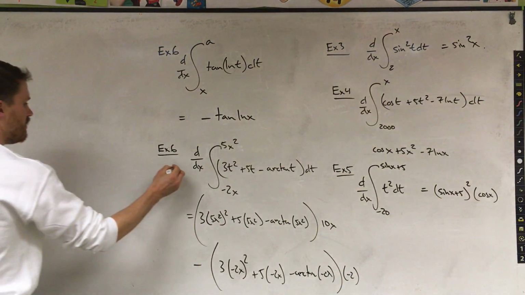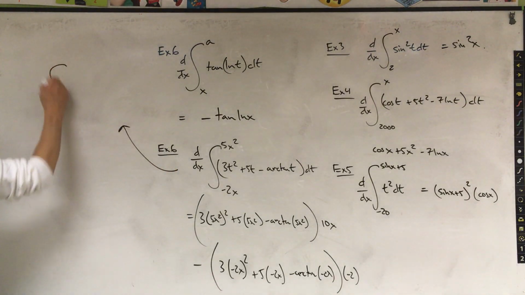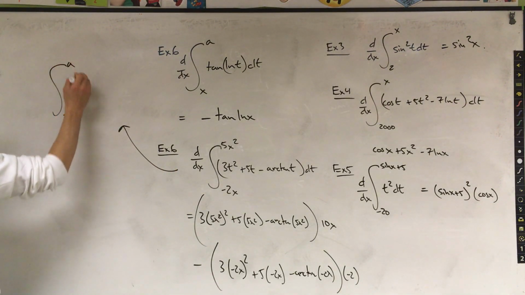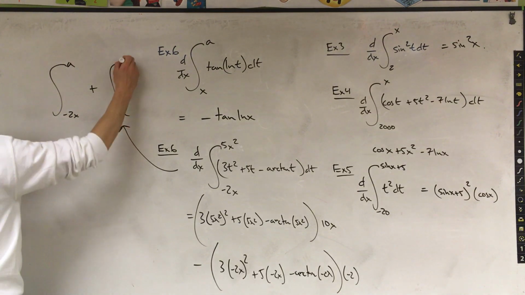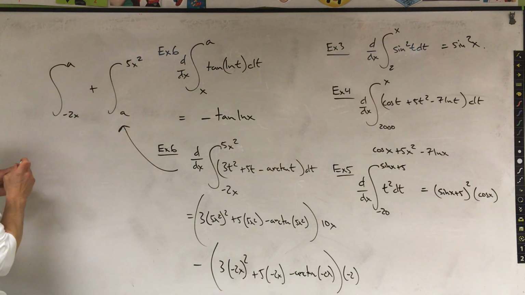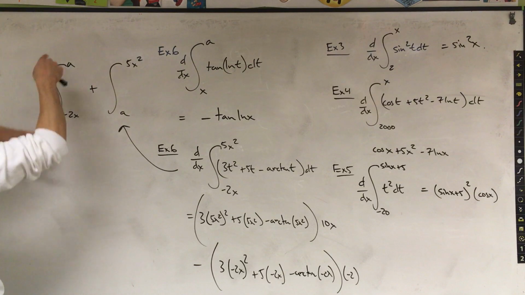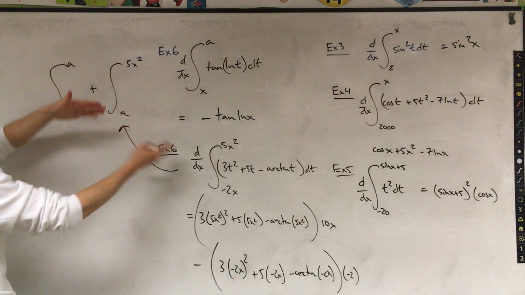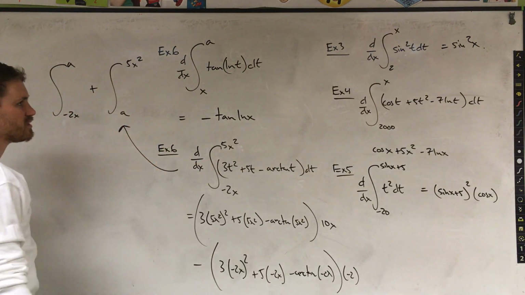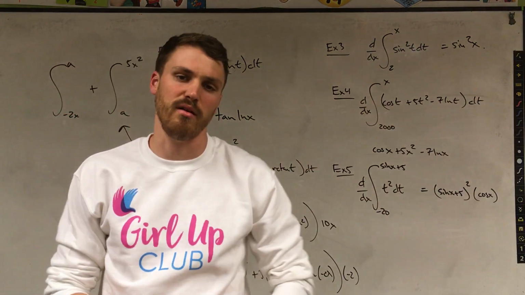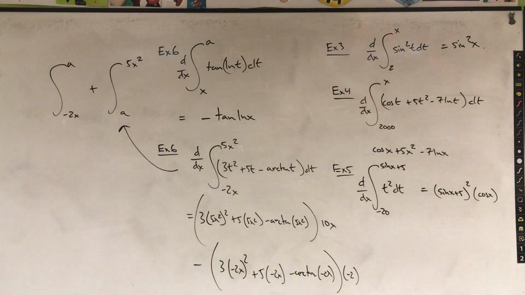And that, again, really is because you're thinking about rewriting this as negative 2x to a plus a to 5x squared. And so this one is going to be negative, and this one's just going to be normal. And so that's sort of how the first fundamental and second fundamental theorems work computation-wise.